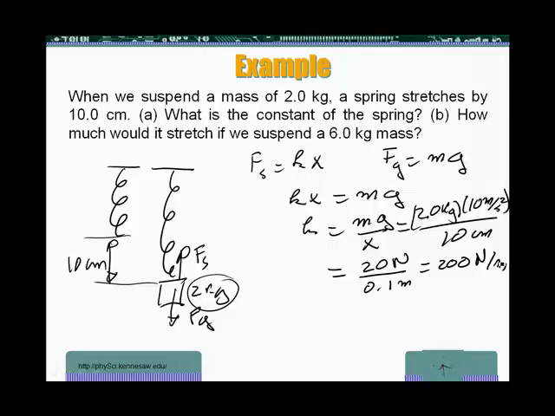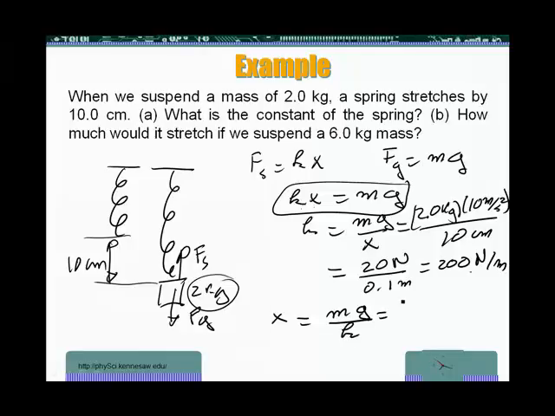Now, how much would it stretch if we suspend a 6 kilogram mass? Now, if we suspend a 6 kilogram mass, it's going to be the same equation as we wrote here, with the k that we just found. The only difference is going to be in x and m. So we write that same equation, but in this case, we'll solve for x. So x is mg over k.